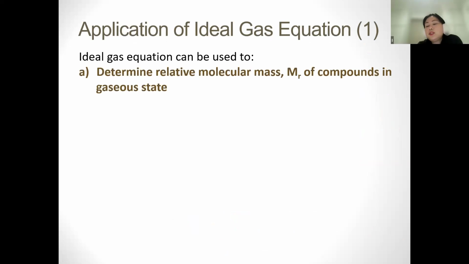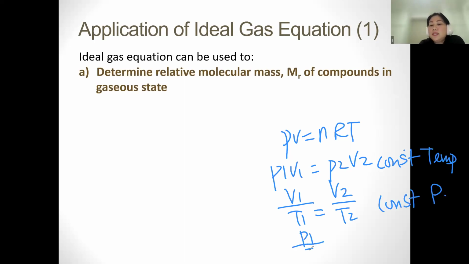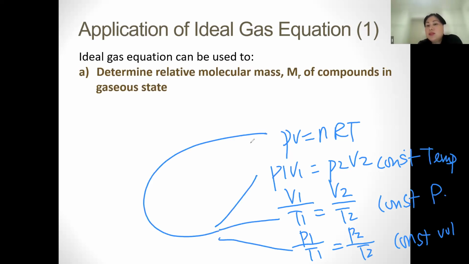We also come out with a few equations. So let's summarize what are the equations that we have learned. We learned PV equals to nRT. We learned P1 V1 equals to P2 V2 under constant T. We learned V1 over T1 equals to V2 over T2 under constant pressure. We also learned P1 over T1 equals to P2 over T2 under constant volume. So we learn all this, right? So if we put all of these three equations together, you actually get the ideal gas equation.